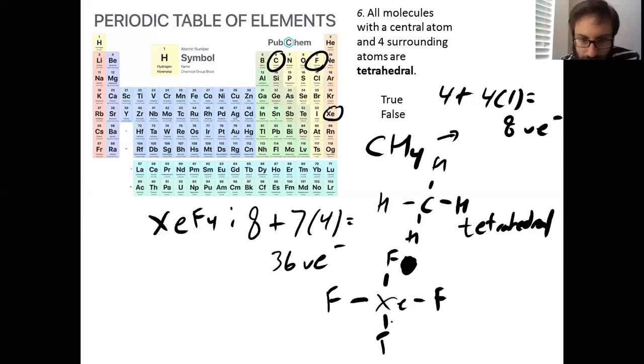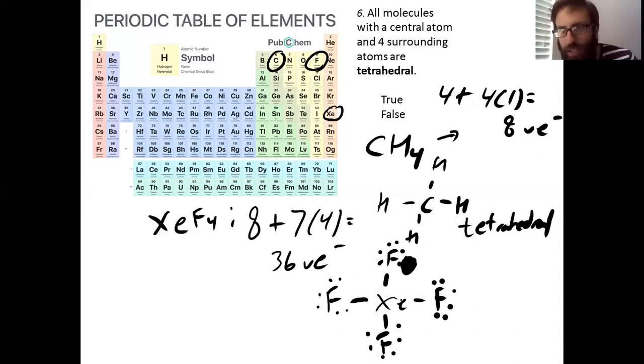And you want to satisfy your octet rule for the fluorine. If you do that, 2, 4, 6, 8 for fluorine, there's 4 of them, they're all identical. 8 times 4 gets you 32. You need 36 valence electrons. So this is what I'm talking about. This is an example where you have lone pairs on the central atom, but you still have 4 surrounding atoms.